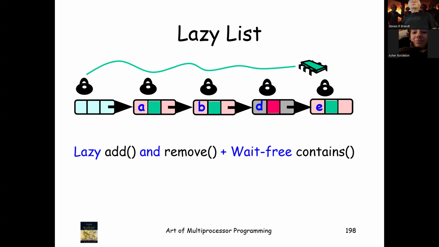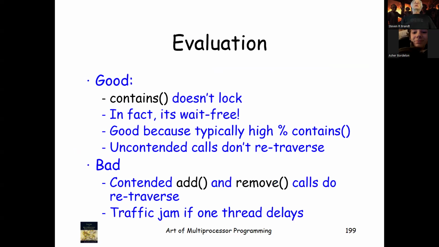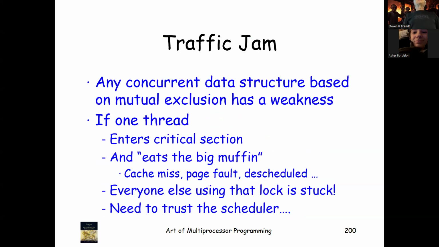Finally, we have the lazy list. The lazy list has add and remove plus a wait-free contains. The good is that contains doesn't lock. In fact, it's wait-free, and it's typically the highest percentage of methods are contains methods. Uncontended calls don't retraverse. The bad is that contended add and remove calls do retraverse, and there can be a traffic jam if one thread delays.